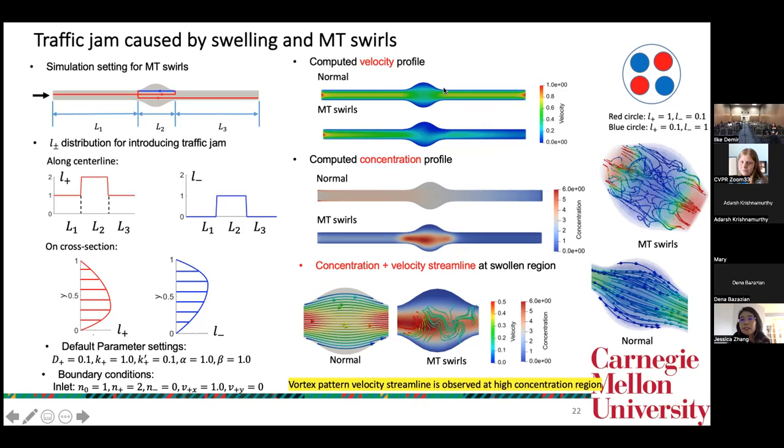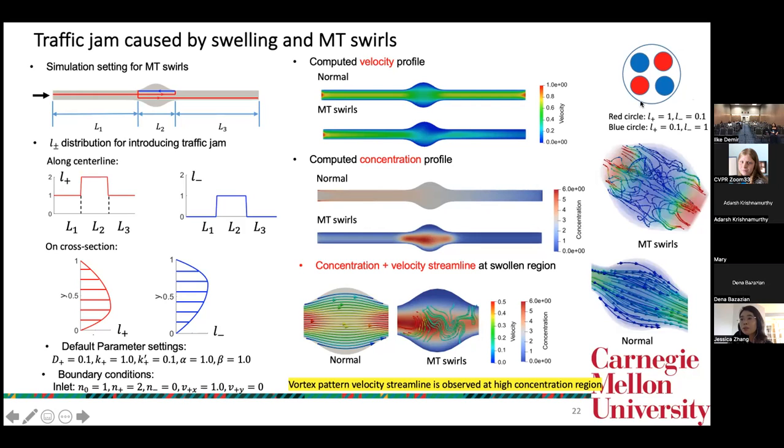In the velocity, when we compare with the normal transport, you can observe some swirling pattern here, and the same thing you can observe in the concentration profile. To see more closely, we plot the velocity streamlines. For the normal transport, you can see those beautiful streamlines. And in the microtubule swirl introduced traffic jam, you see those vortex patterns and some swirling flow over there.